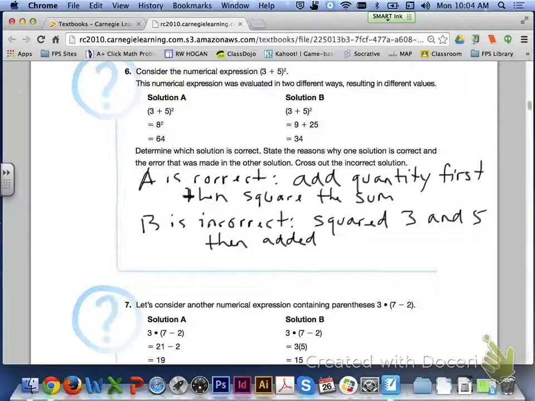If we take a look at number 6, solution A is correct. The quantity 3 plus 5 was added first and then it was squared. The parentheses again tell me which operations to perform first. Solution B then is incorrect. Each of the numbers inside the set of parentheses was squared first and then addition was performed. So solution A is the correct way to go for this one.